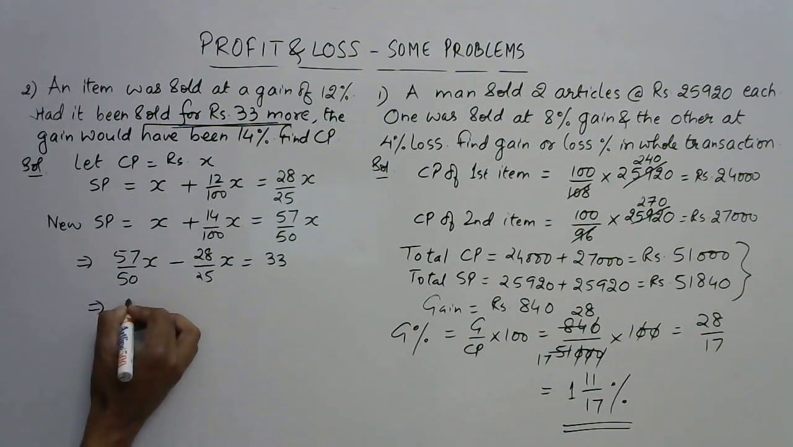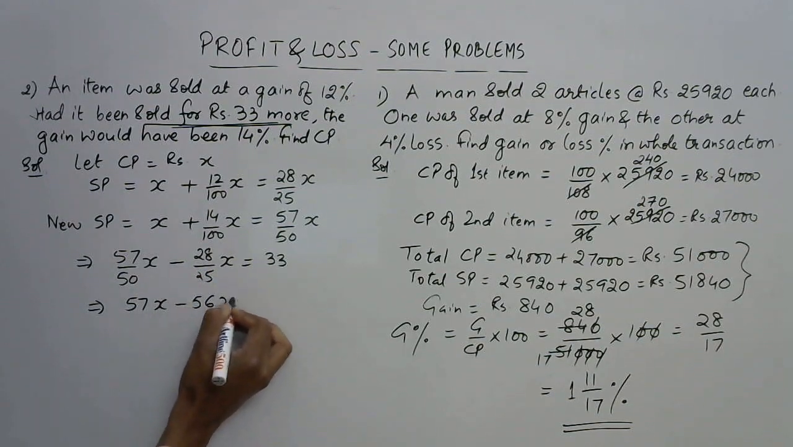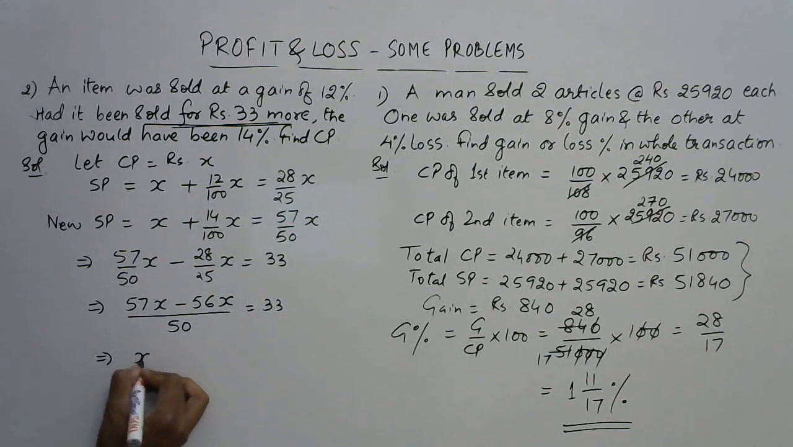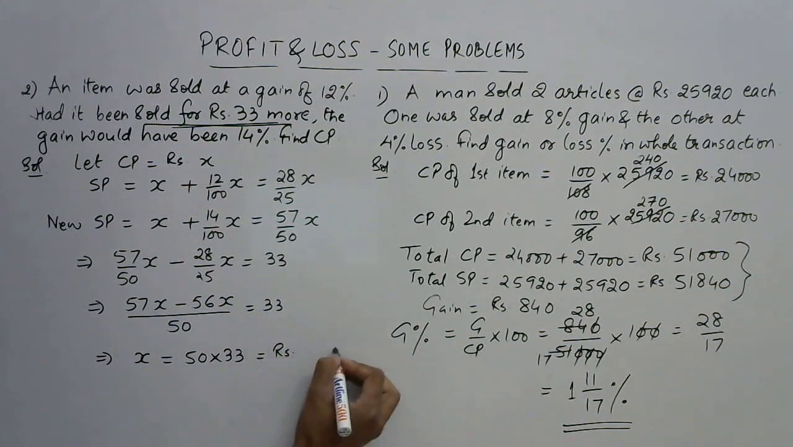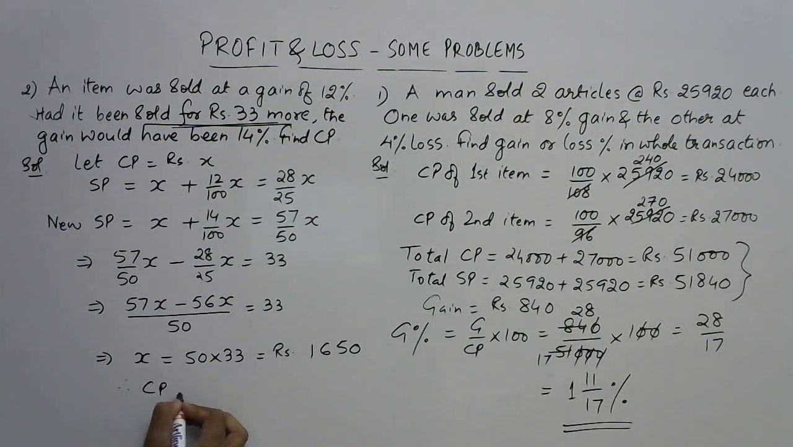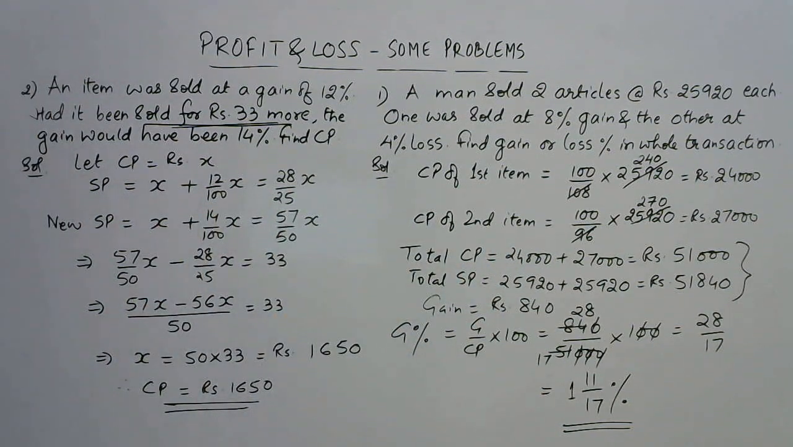So the numerator will be 28 into 2, 56x upon 50 equal to 33, thereby giving you x is equal to 50 into 33, which is rupees 1650. Therefore, cost price is rupees 1650. Friends, two very important questions, and both the questions need just the basics of profit and loss. So let's have the next question now.